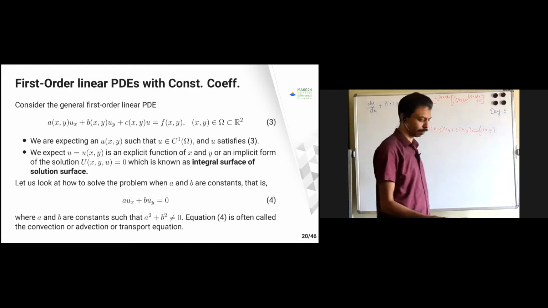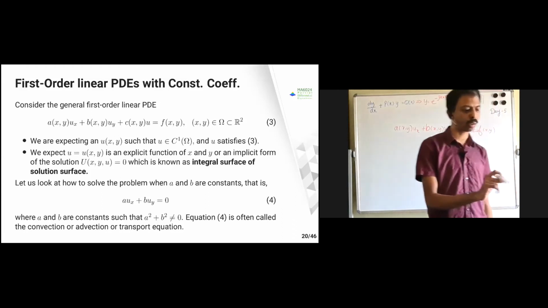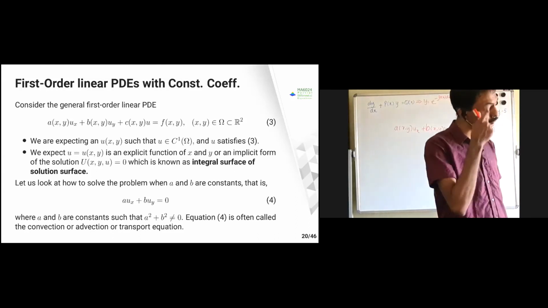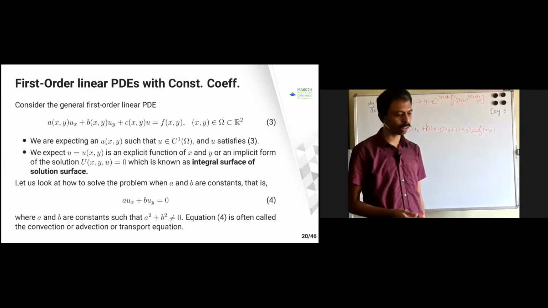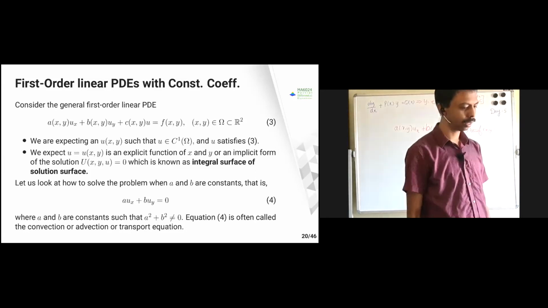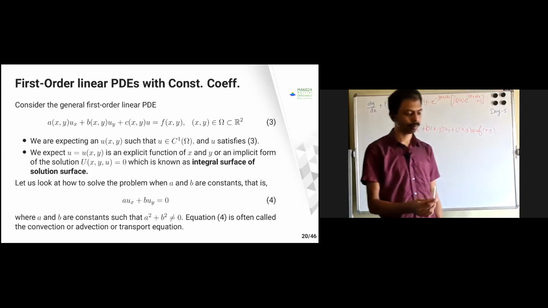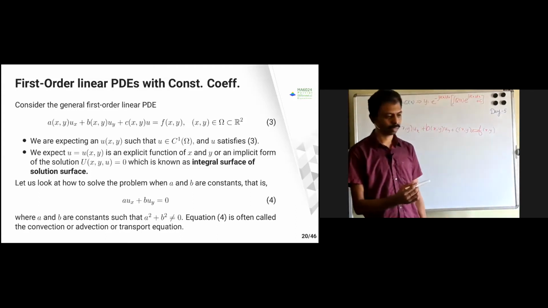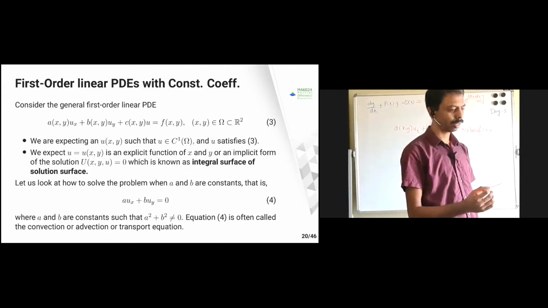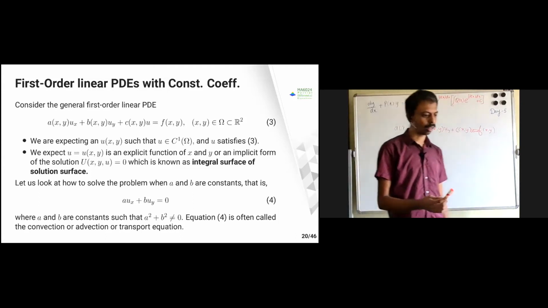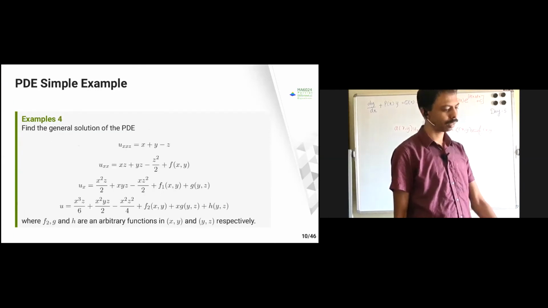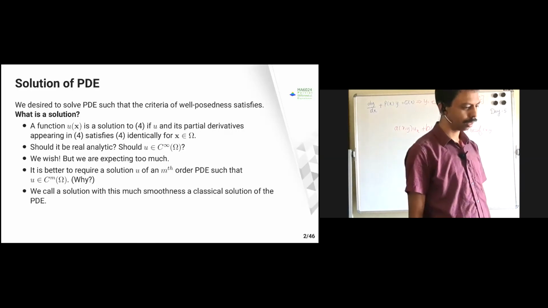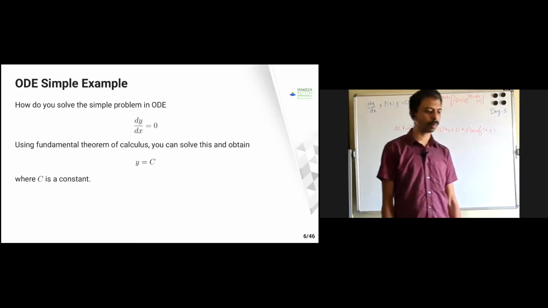We have seen, right? We got two kinds of solutions. One is the classical solution, and another one is the weak solution. For a classical solution, what is the condition? Suppose u(x,y) should satisfy the PDE, and it should be differentiable up to the order of the PDE. That is called the classical solution.